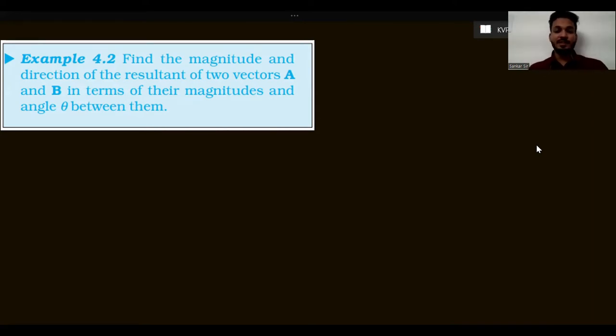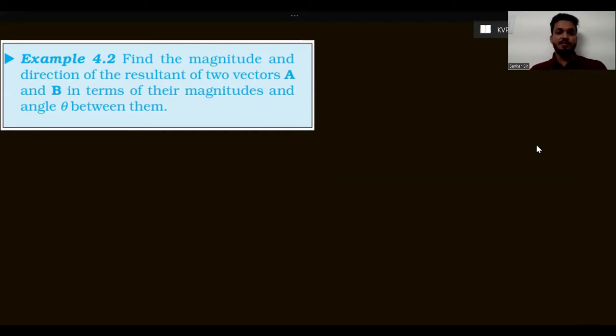This is the first question from NCERT, a very easy question. Find out the magnitude and direction of the resultant of 2 vectors, A vector and B vector, in terms of their magnitudes and the angle between them. Essentially they're asking us to derive the parallelogram law of addition, which we have already derived in class.